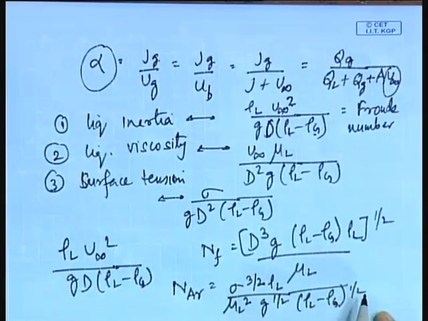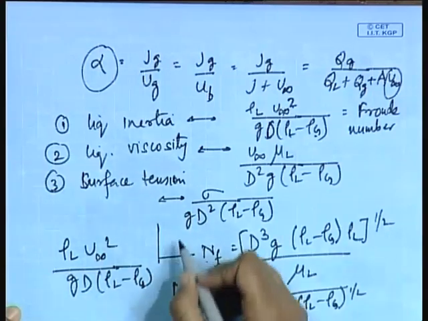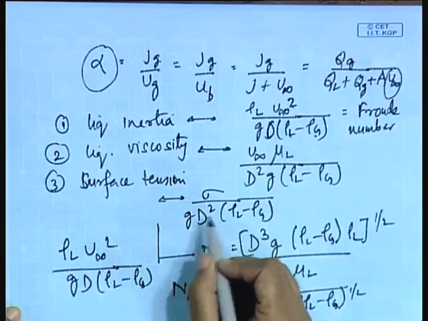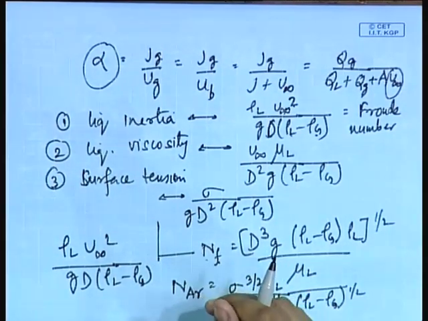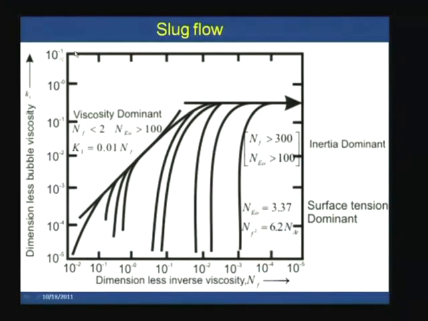So, therefore, what do we get? We get one particular group. If we plot this versus NF here with the Archimedes number as the parameter, then in that case we get a family of curves from where we can find out u infinity. This is one such type of curve. This is dimensionless bubble velocity. This is the Froude number.